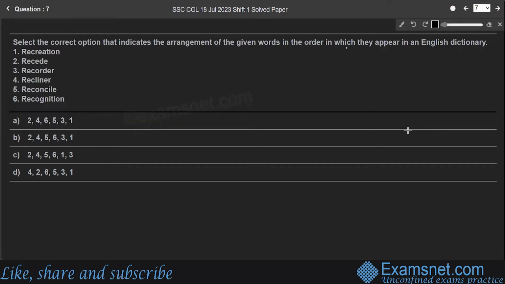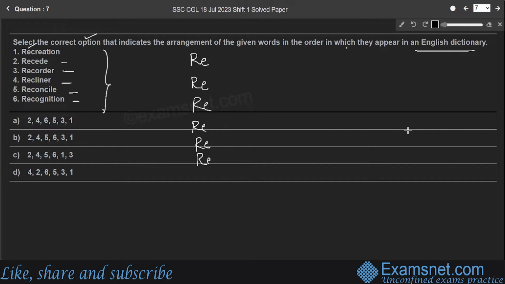Question number 7. Select the correct option that indicates the arrangement of the given words in the order in which they appear in an English dictionary. Here there are 6 words given. First one is recreation, second one is recede, recorder, recliner, reconcile, and recognition. All these words start with R, and there is a common letter E also. So first 2 letters are common. We'll write as it is, R-E, R-E, R-E.